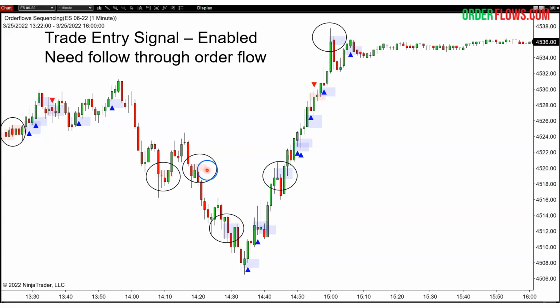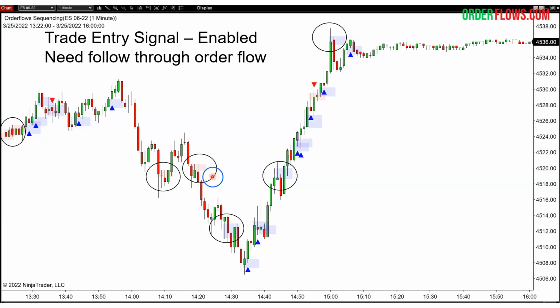So while there was one nice trade that worked out, it kept me out of this losing trade, this losing trade, this losing trade, this losing trade, this losing trade. Because if I was just taking any time sequencing occurred and there was no follow through order flow, it would show a sell signal here, a sell signal here, a sell signal here, a buy here, a buy here, and a buy here.